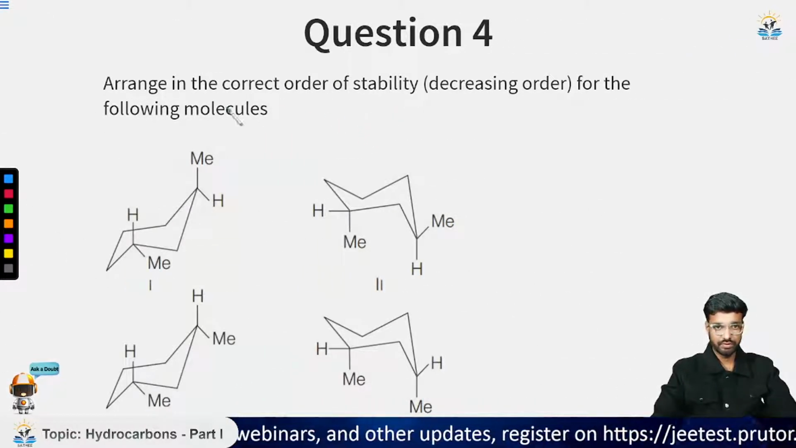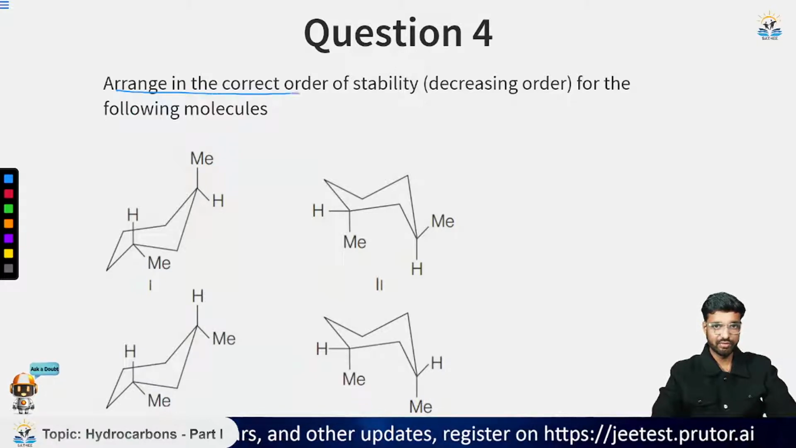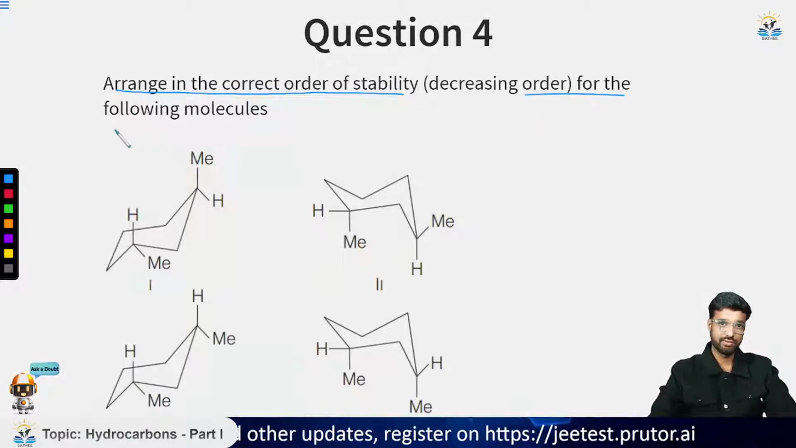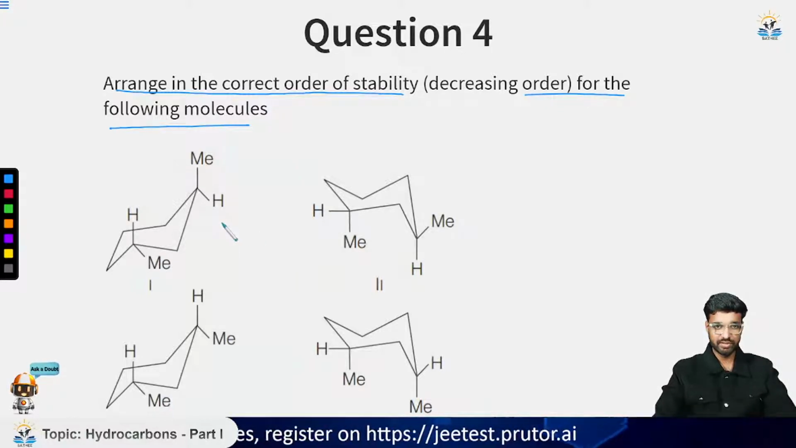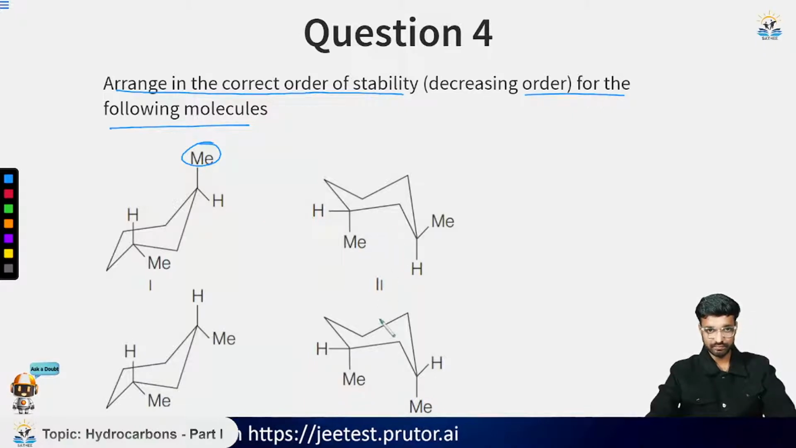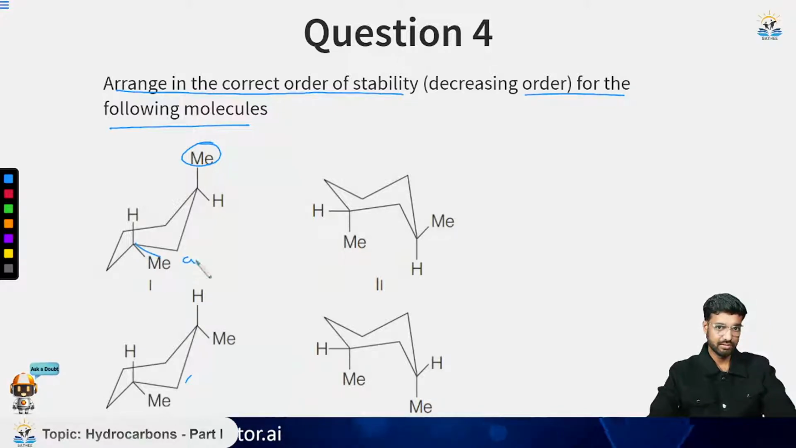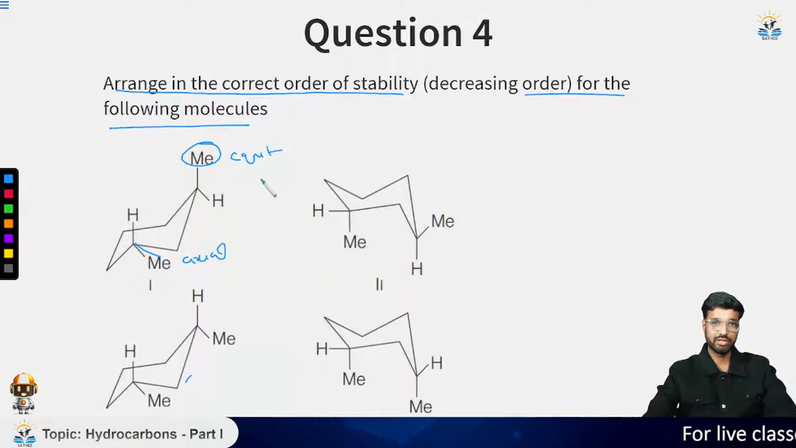So this is the fourth question. Arrange the following in the order of stability for the following molecules. So for cyclohexane, the structure which will be stable is the one in which the methyl groups are on the equatorial position. So both of the methyl groups should be on the equatorial position. So if you see here, this one is axial, but this is equatorial. So it is not stable. This one is not stable.